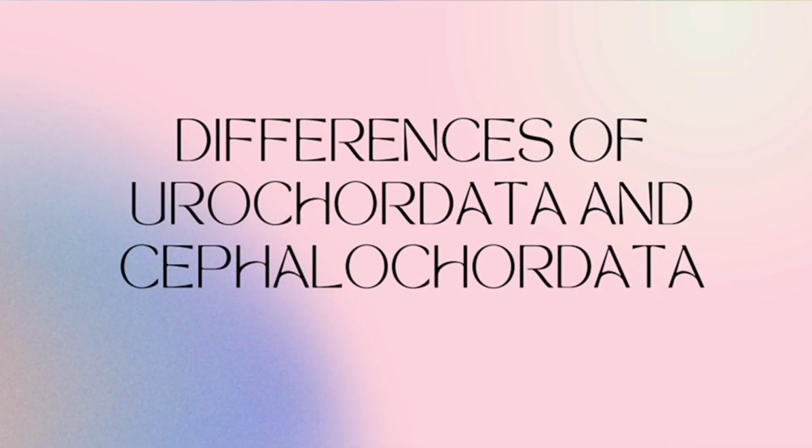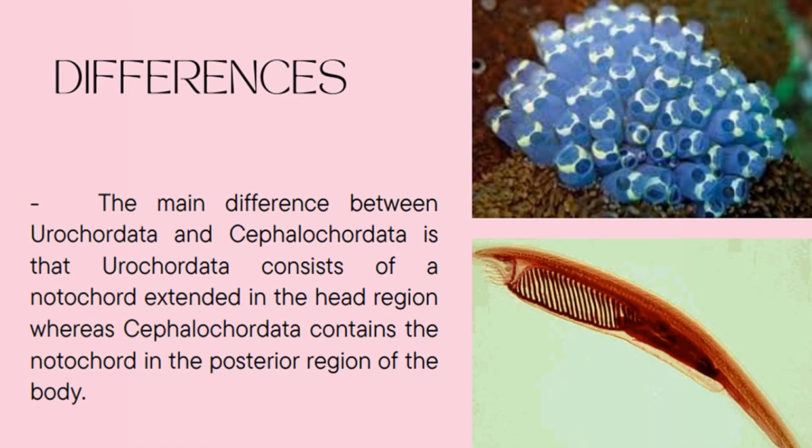Next, let's go to the differences of Urochordata and Cephalochordata. First, Urochordata draws food through the siphon into the atrium from pharyngeal slits, while Cephalochordata uses cilia to move food particles from the slit. Next, in Urochordata, the food is filtered by a mucous net, while in Cephalochordata, the food is trapped in the pharynx.